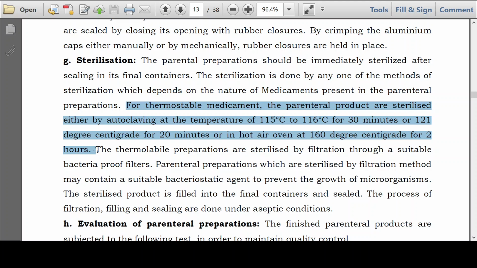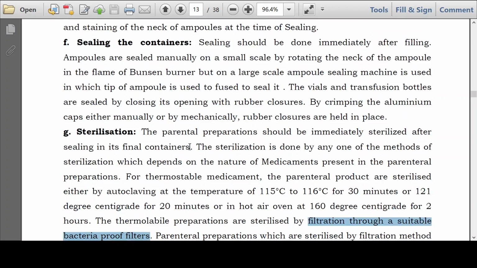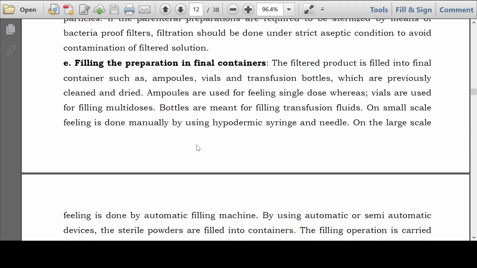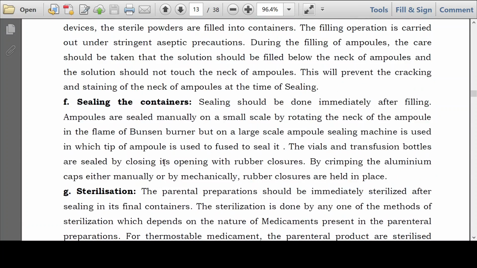And if a thermolabile product is there, then the suitable method for thermolabile, again, the word thermolabile indicates the product which can be degraded in presence of heat. So thermolabile products are sterilized by using filtration through suitable bacteria-proof filters, like we have already seen, filters like membrane filter or sinter glass filters.